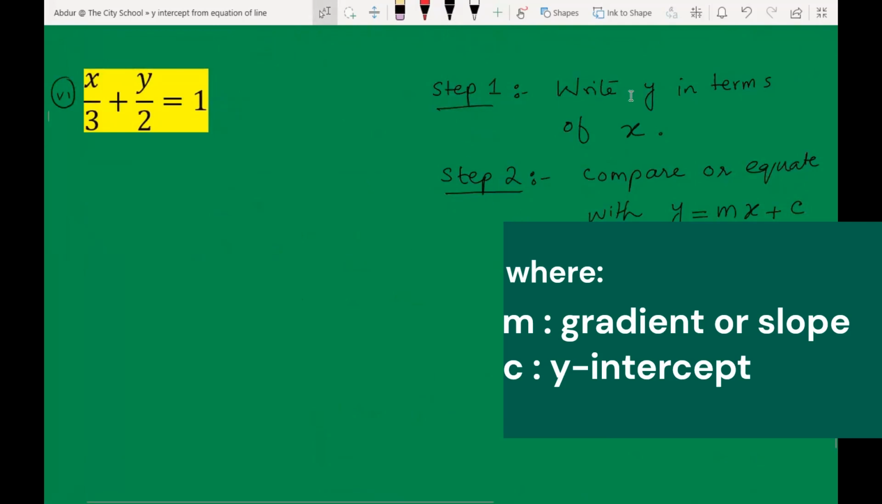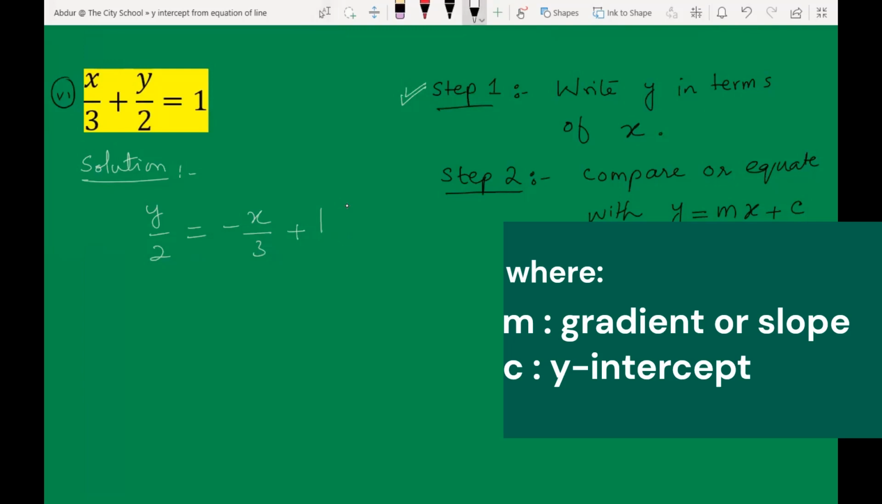Step number one is write down y in terms of x. So I'm going to write y in terms of x. Solution. y over 2 equals minus x over 3 plus 1. I have shifted x over 3 to the right side, so this is plus x over 3. When we shift to the right side, it will be minus x over 3 and plus 1 as it is. Now step number 1 has been done.